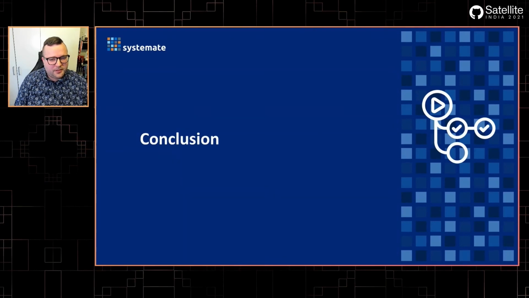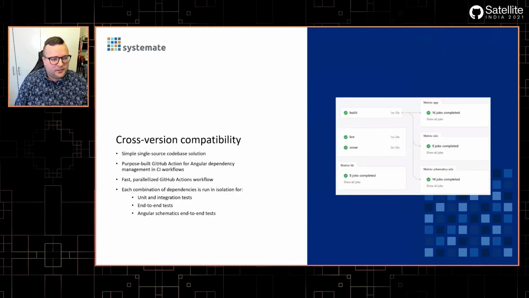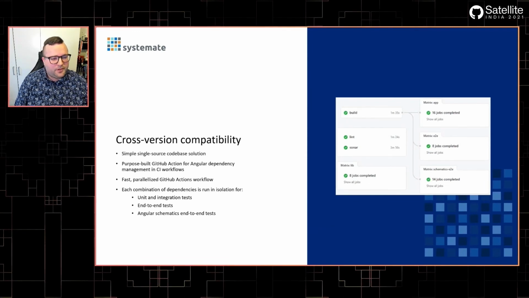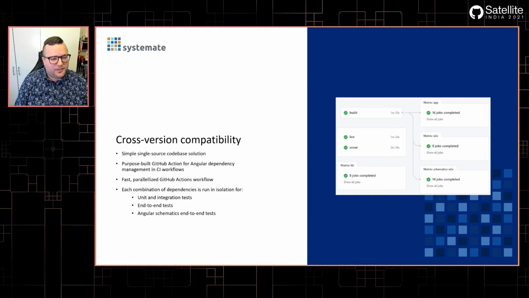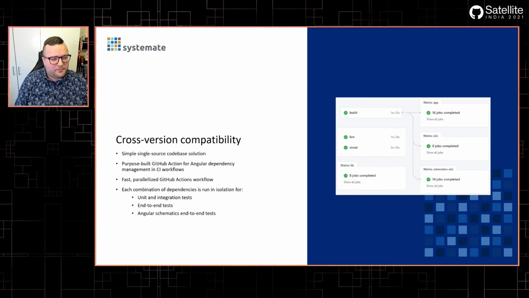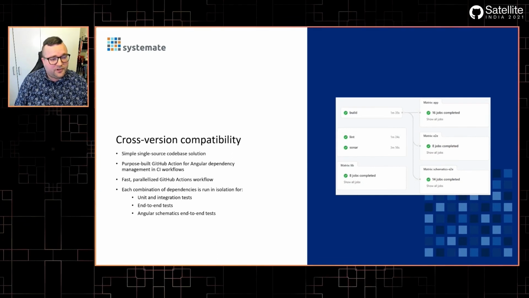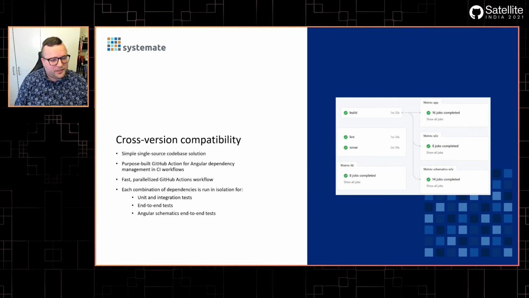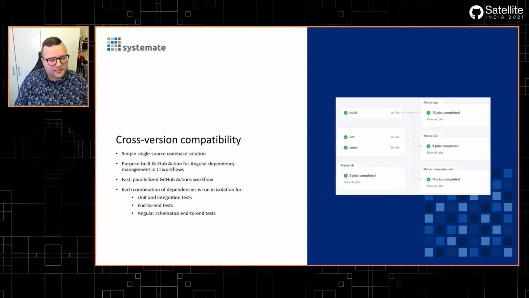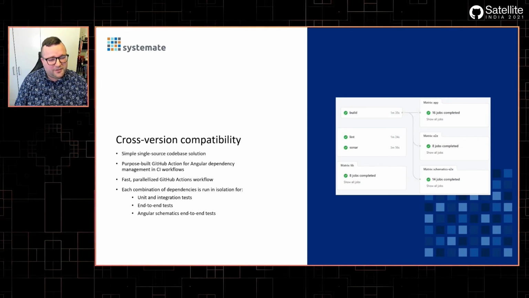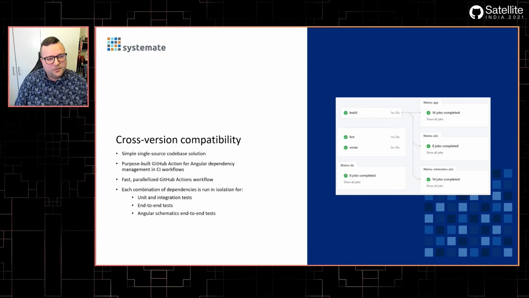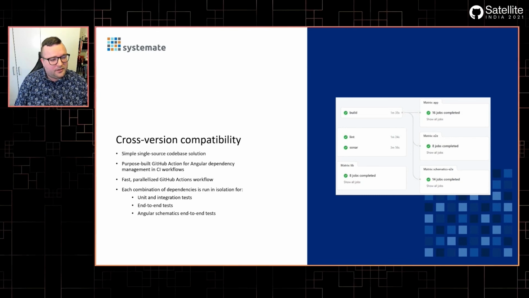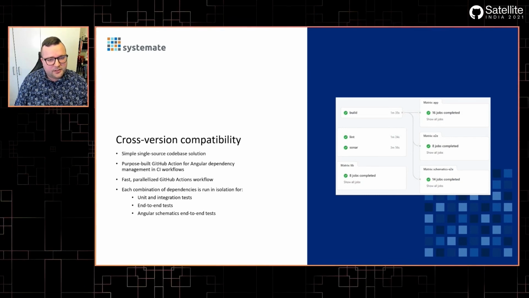So to sum up, the workflow we have achieved is this. We have this simple single source code base solution. We have this purpose-built GitHub action that can be reused, and we have already gotten interest from 2 very popular Angular libraries, so we look forward to collaborating with them for them to use our GitHub action. We have a fast parallelized GitHub Actions workflow, and each combination of dependencies is run in isolation, both for our unit and integration test, our end-to-end test, and even the end-to-end test for the Angular schematics.